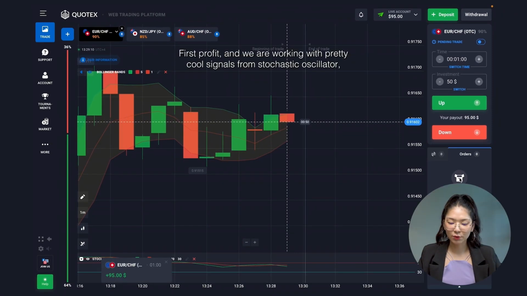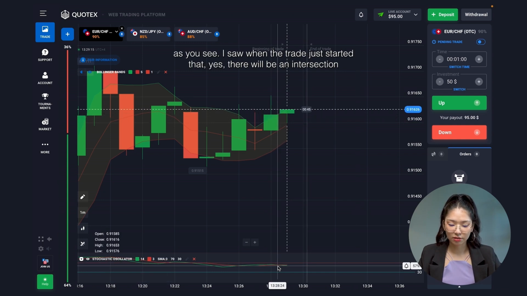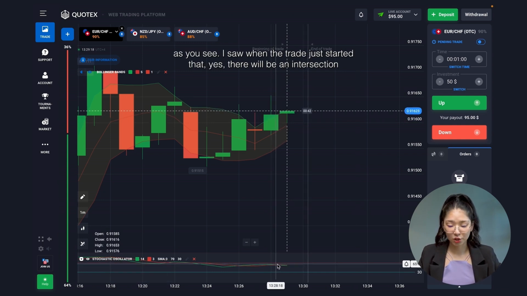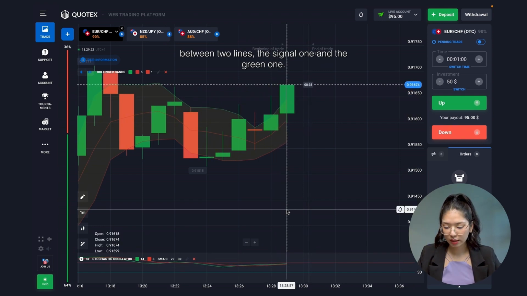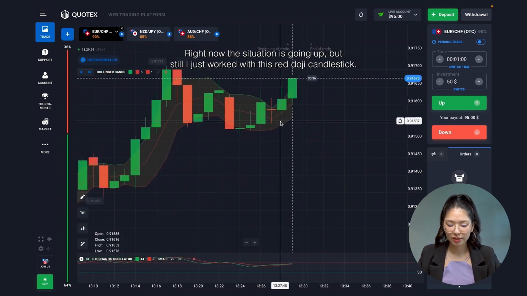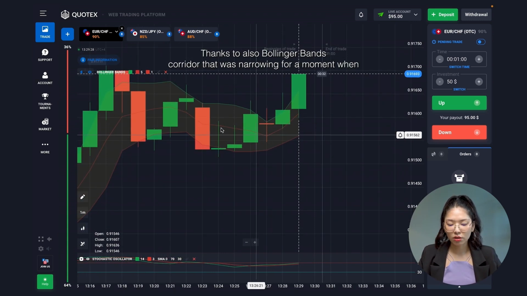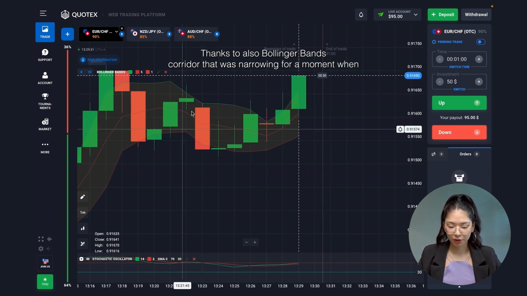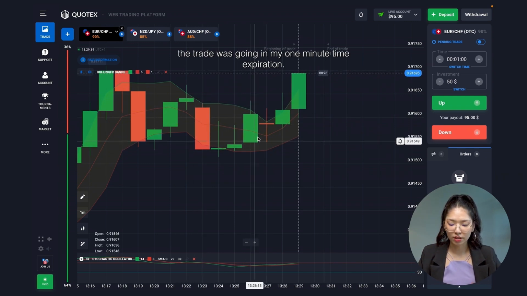So first profit, guys, and we're working with pretty cool signals from the stochastic oscillator. As you see, I saw when the trade just started there was an intersection between 2 lines, between this one and the green one, and right now the situation is going up, but we still work with this red doji candlestick. Thanks also to the Bollinger Bands corridor that was narrowing for a moment when the trade was going in my 1 minute expiration.